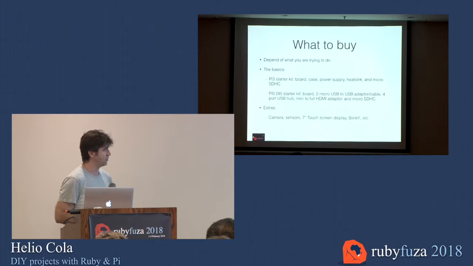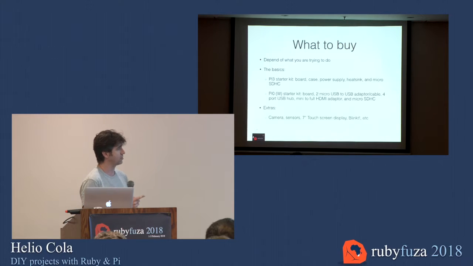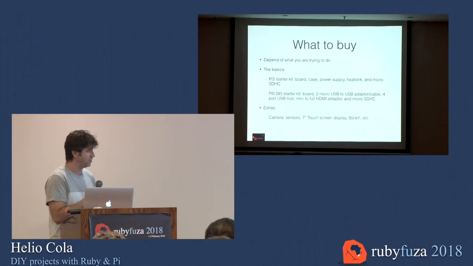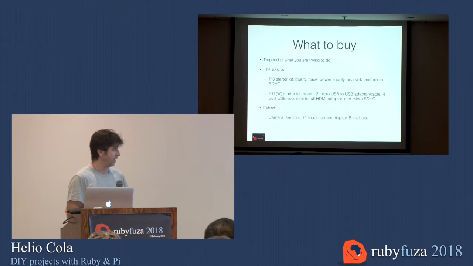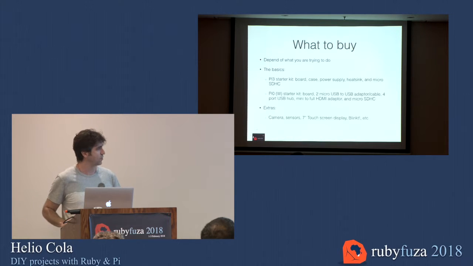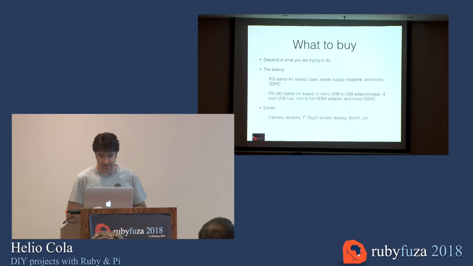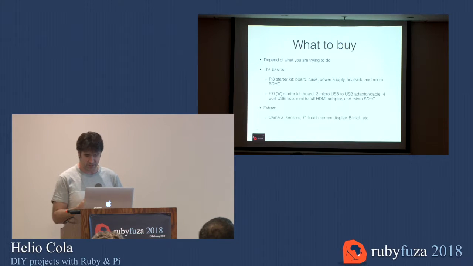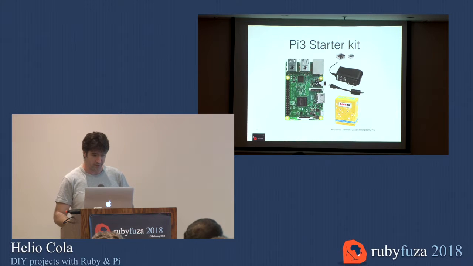There's some extra stuff that is cool. Cameras, sensors. There is a 7-inch touchscreen display. And that's kind of interesting. You can make a tablet size, but you still need power. So it's cool, but I never found it useful. And there is the thing called Blinkt, which is part of the demo that I'm going to do here today.